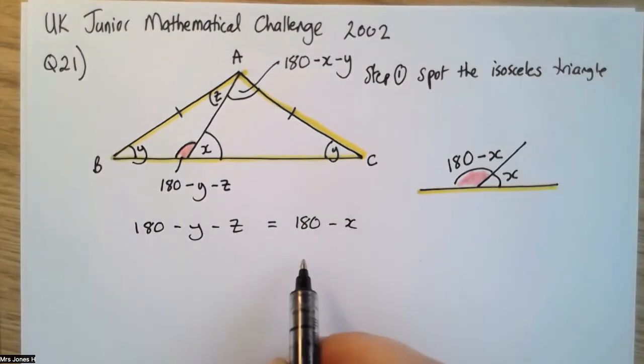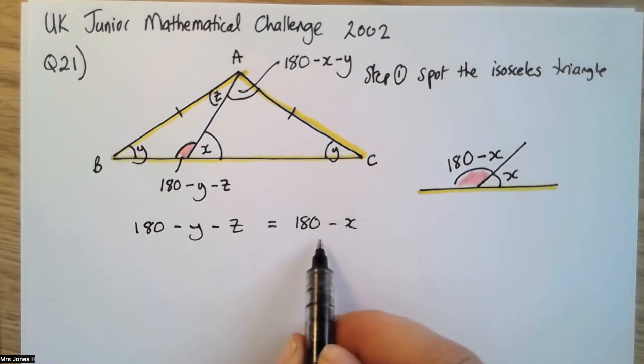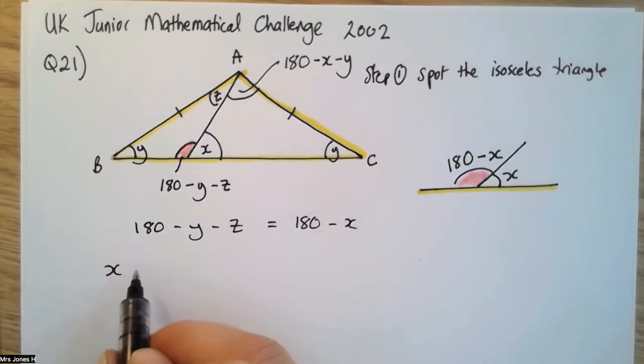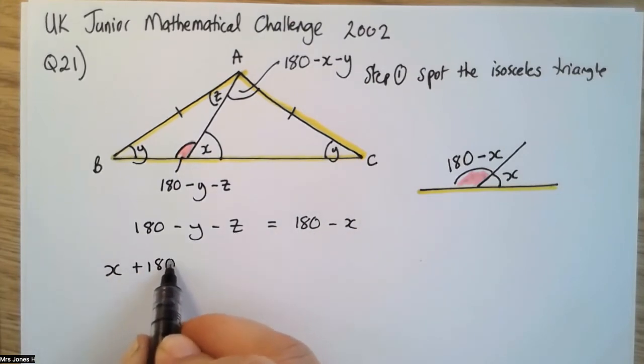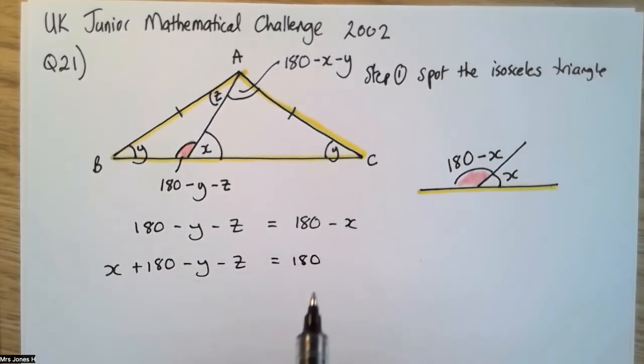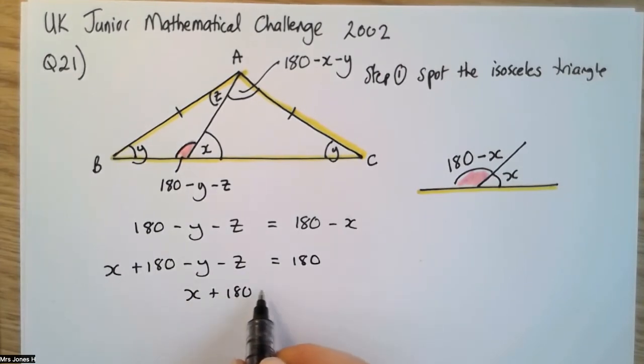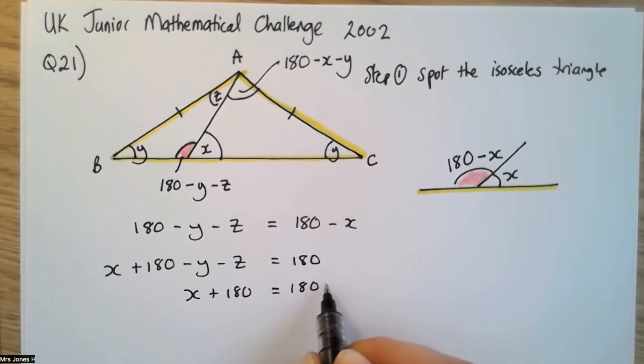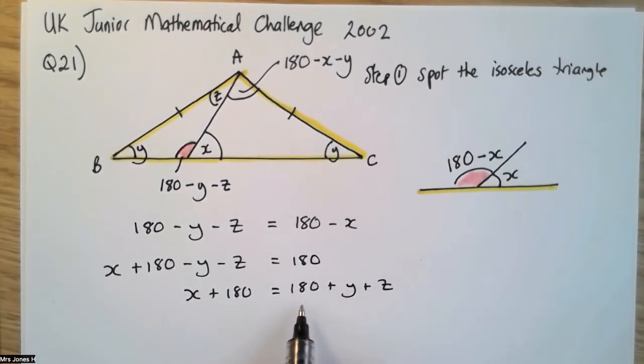I've got lots of negatives here, so what I'm going to do is add X to both sides. I'm going to add Y and add Z. I now can subtract 180 from both sides. And therefore I can see, oh, it says must equal Z.